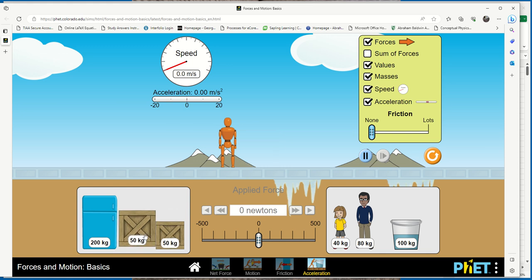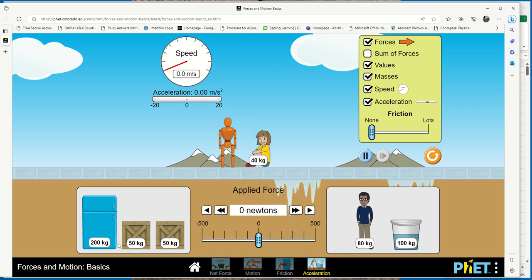So I'm going to get rid of that crate. And notice the mass of the girl is 40. So I'm going to put her there. Now notice when I've moved the crate, the force went back down to 0.